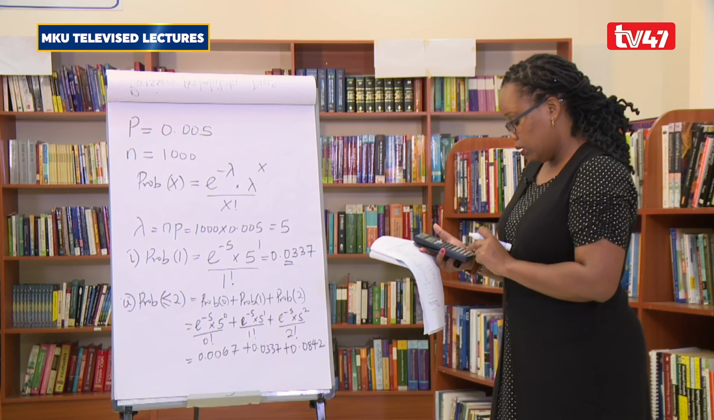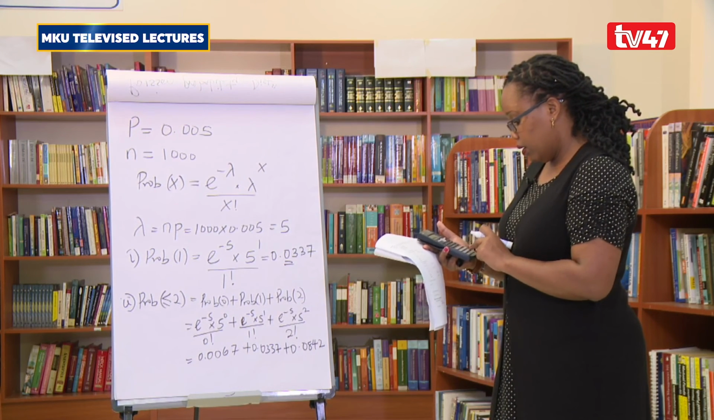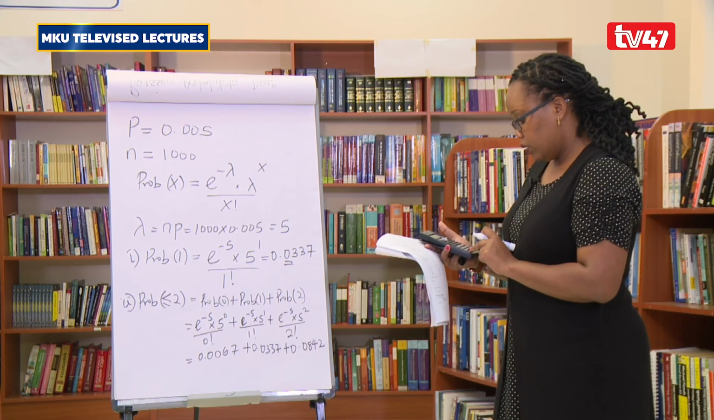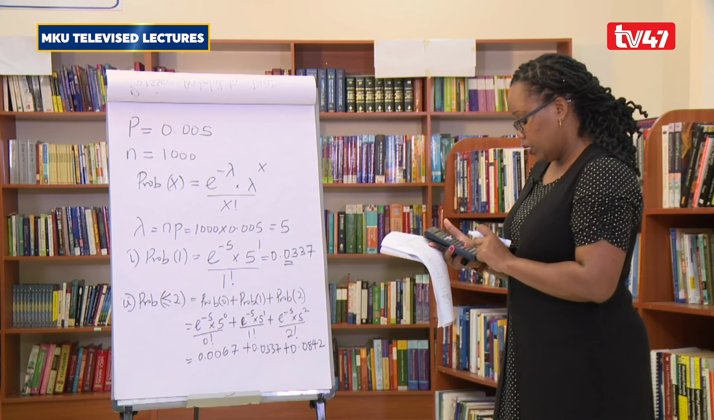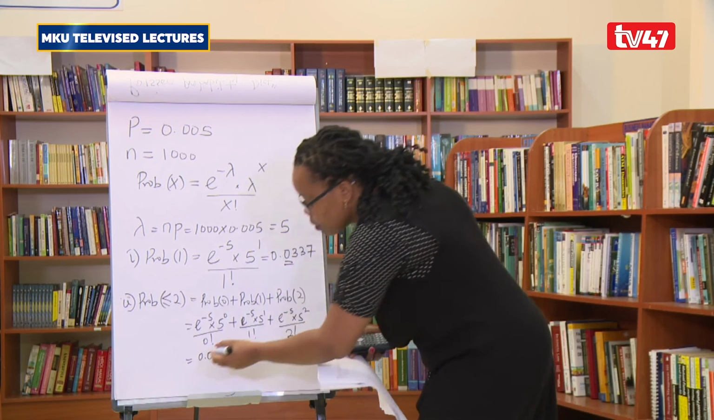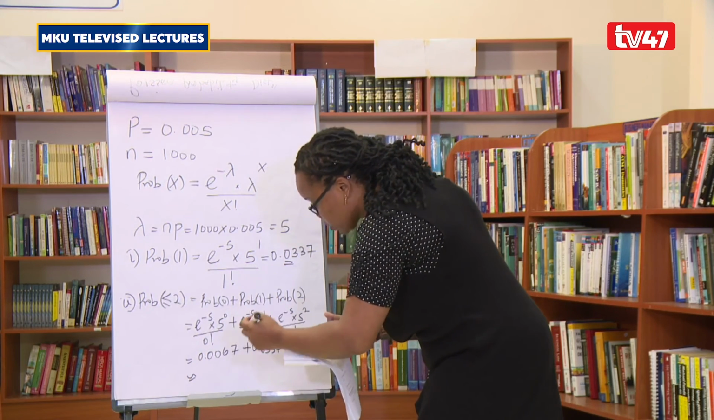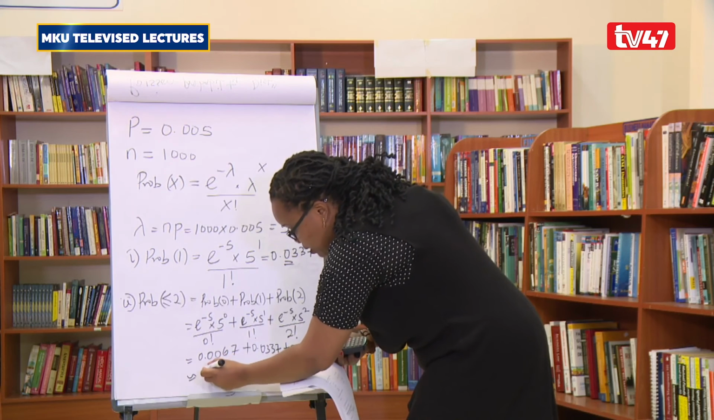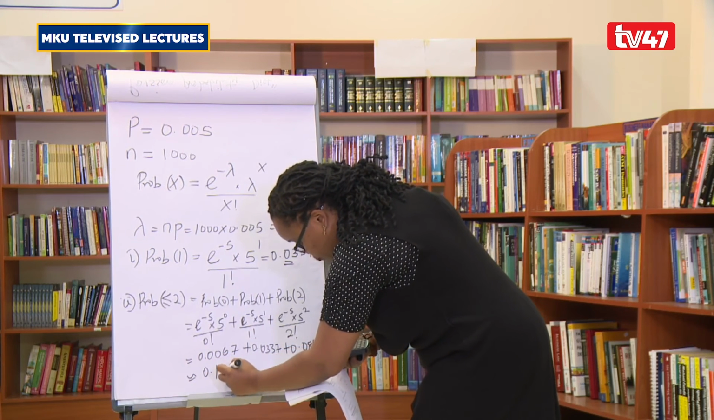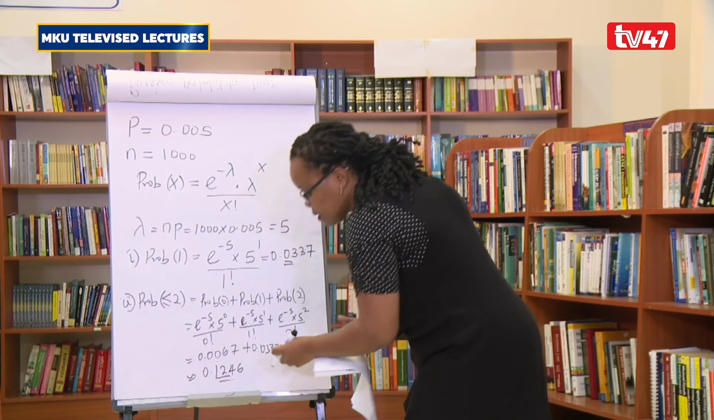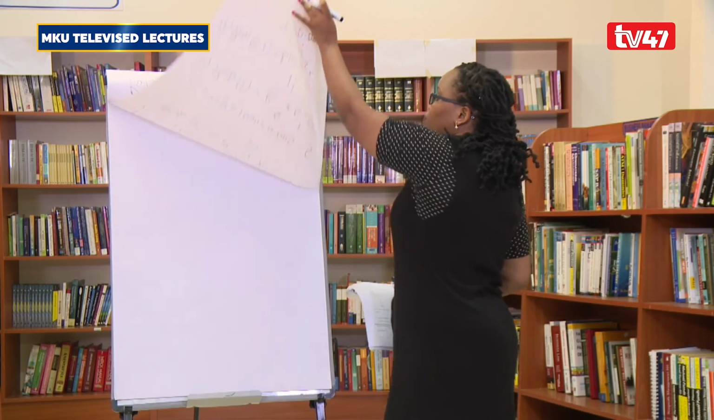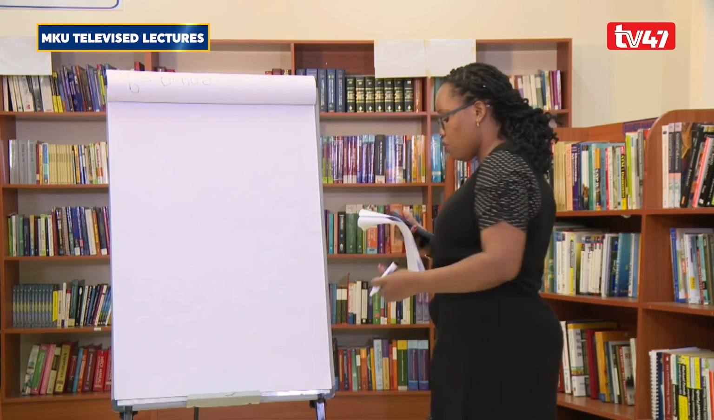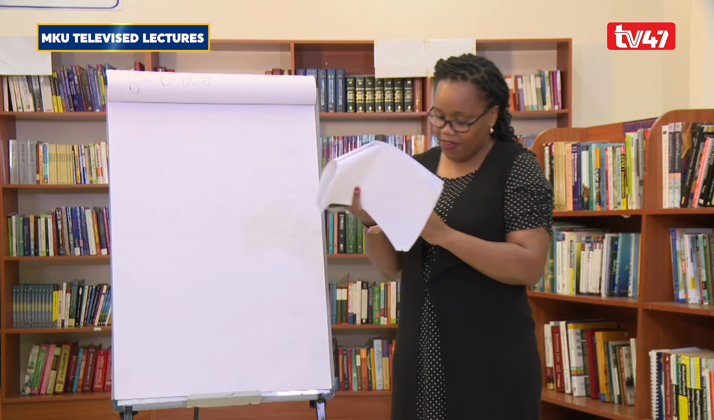Okay. 0.0337 plus 0.0067. So this gives the probability at most 2 to be 0.1246. The last one, but not least, we are looking at the probability more than 3 defective.